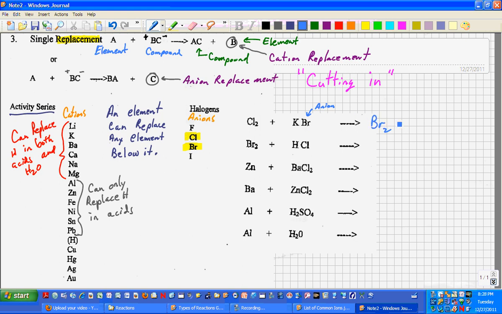Bromine winds up on its own, it's Br2 because it's a Hunkelbrief, and we form a different compound, potassium bromide. A little sidebar here, potassium is a +1 charge. Excuse me, I said potassium bromide, I meant potassium chloride, because chloride's cutting in.